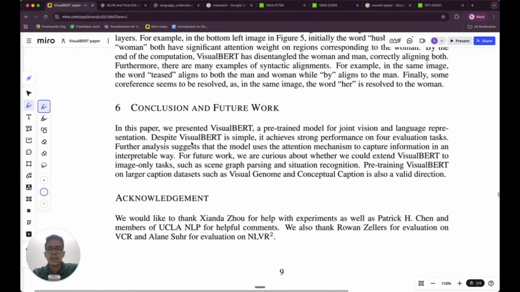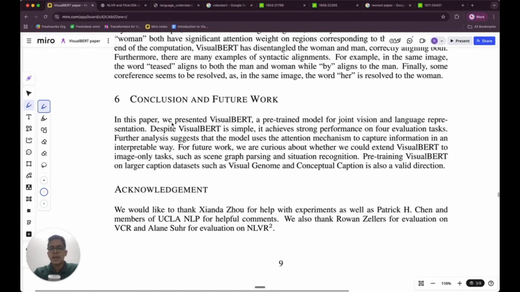We can now read the conclusion section, conclusion and future work. In this paper, we presented VisualBERT, a pre-trained model for joint vision and language representation. Despite VisualBERT being simple, it achieves strong performance on 4 evaluation tasks. Further analysis suggests that the model uses the attention mechanism to capture information in an interpretable way. For future work, we are curious about whether we could extend VisualBERT to image-only tasks such as scene graph parsing or situation recognition. Retraining VisualBERT on larger caption datasets such as Visual Genome and Conceptual Captions is also a valid direction.